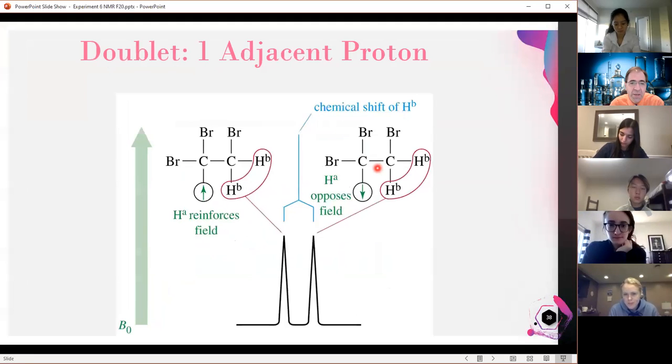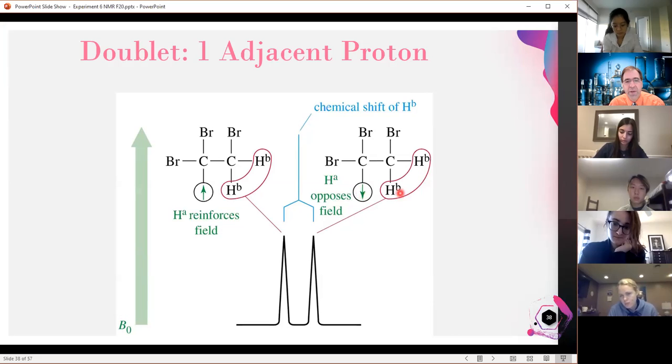Okay. We can also then look at the hydrogens that were B hydrogens. And we get a doublet here, not because there were 2 of them. That would be the integration. But because there's 1 proton next door, and sometimes it's with the magnetic field and sometimes it's against it.